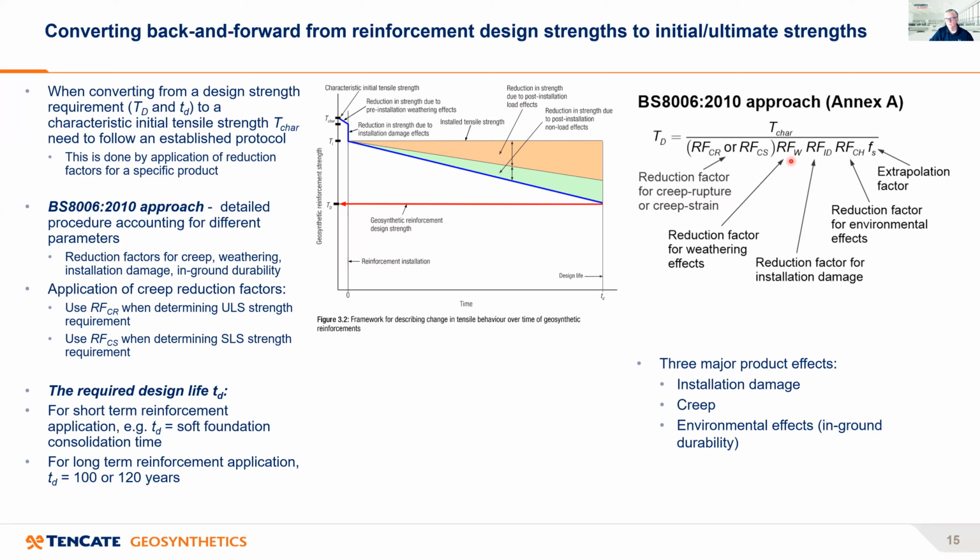So you have a reduction factor for weathering, one for installation damage, a choice of 2 for creep, and then 1 for environmental effects. And this enables you to calculate or move between the characteristic strength, initial, and the long-term design strength. Different factors apply to this equation, and I've shown it here in graphical terms. The main movements are really a reduction factor due to loss of strength due to installation damage effects. And this is when you compact rock and fill against the reinforcement, it can lose some strength.